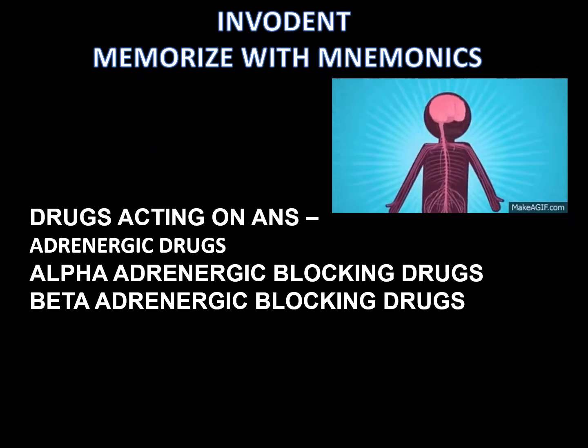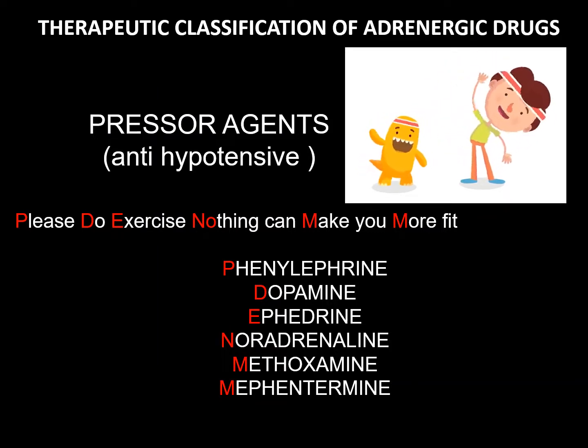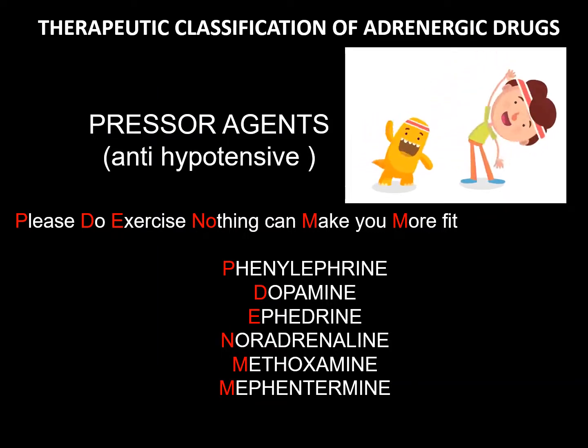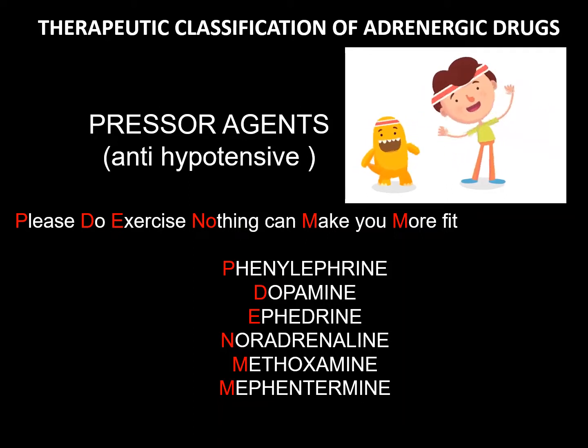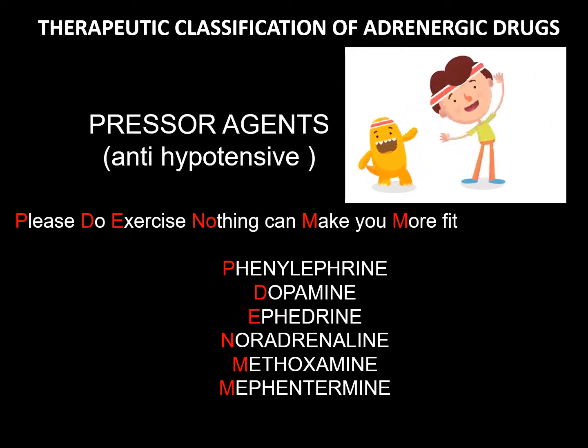Today let's learn drugs acting on ANS, classification of adrenergic drugs, classification of alpha and beta adrenergic blocking drugs. Here we go with the first classification in drugs acting on ANS, therapeutic classification of adrenergic drugs. Under therapeutic classification of adrenergic drugs, pressor agents is the first class you have to learn.